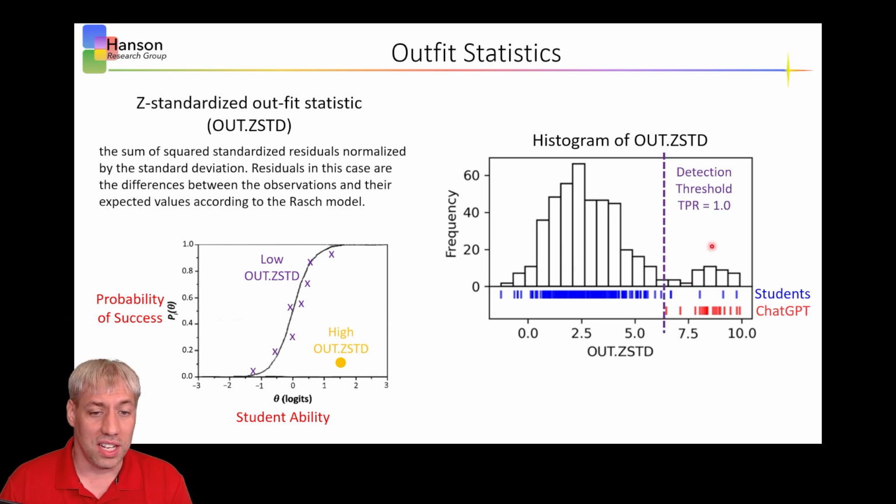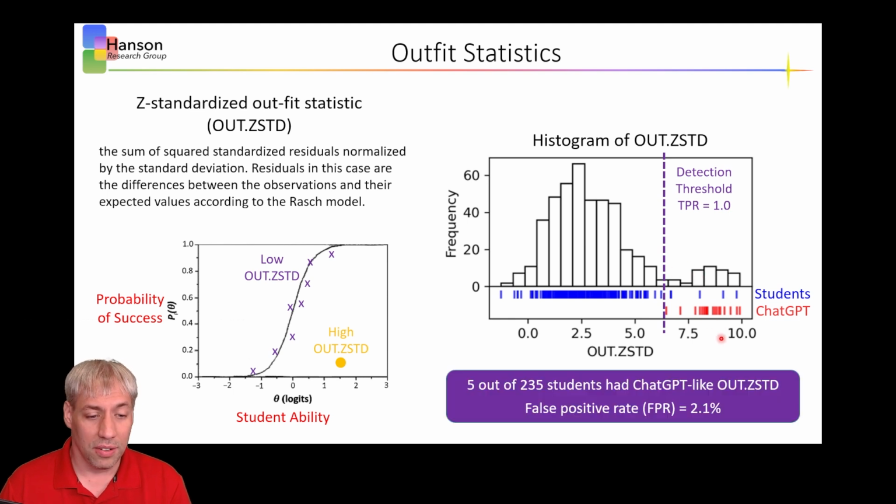If you set a detection threshold where we detect all the ChatGPT instances, this basically says only 5 out of 235 students look like a ChatGPT-like outfit statistic. If we use this as the raw threshold, this gave us a false positive rate of 2.1%, which isn't bad. It's basically saying ChatGPT is behaving very differently than students.